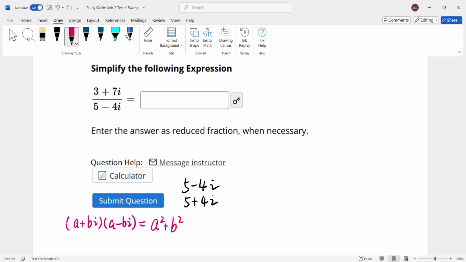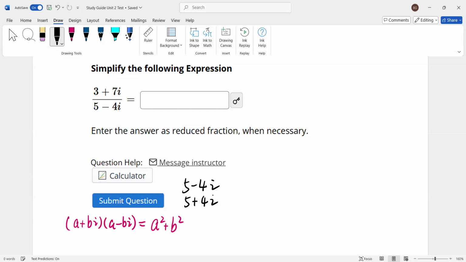It's good if you know the formula, just to make your job a lot easier. A plus bi times a minus bi, the product of the 2 complex numbers that are conjugates of each other, is equal to the sum of the square of the real part and the square of the imaginary part, a squared plus b squared. So the denominator is 5 minus 4i. Its conjugate is 5 plus 4i.